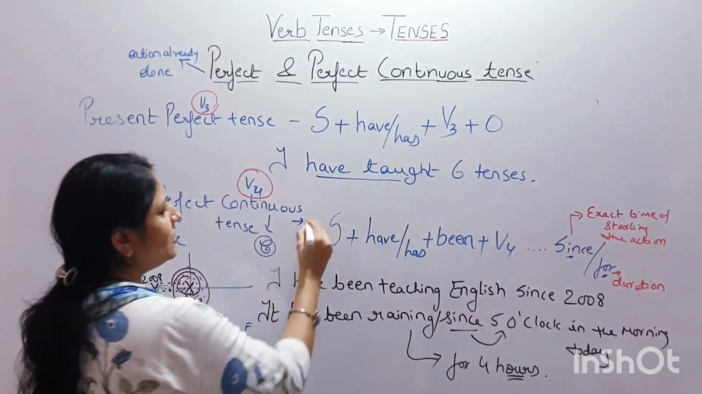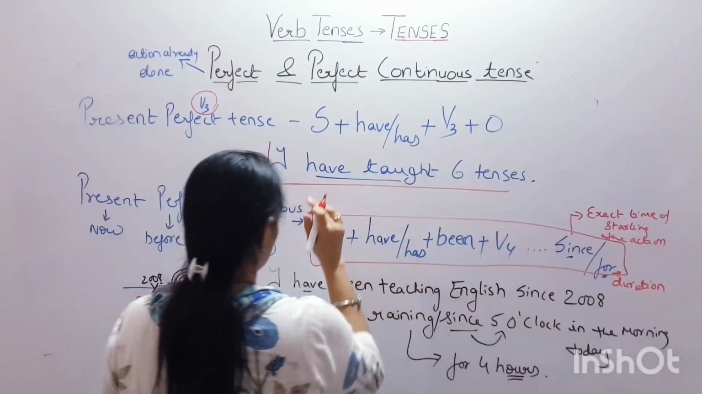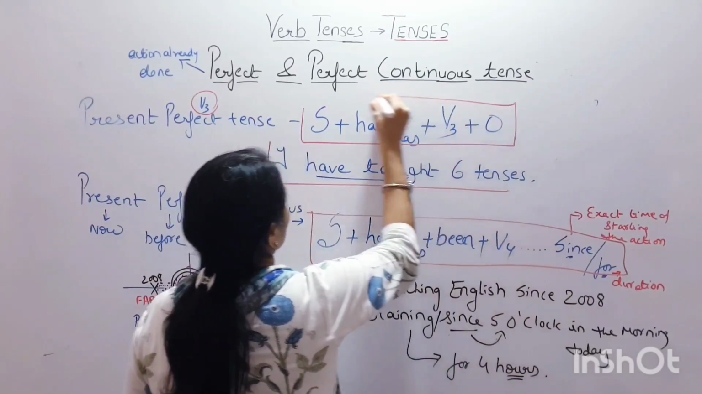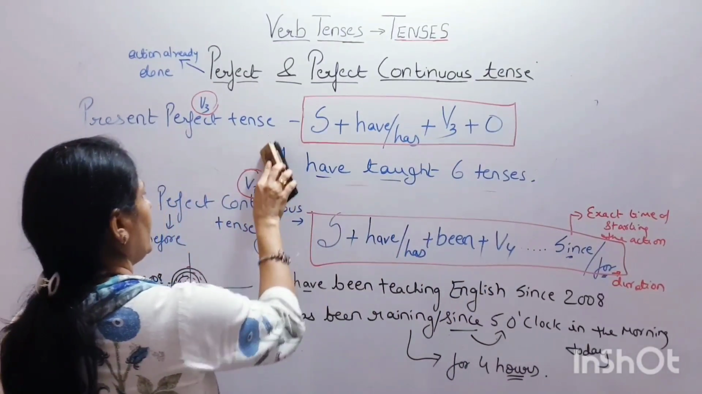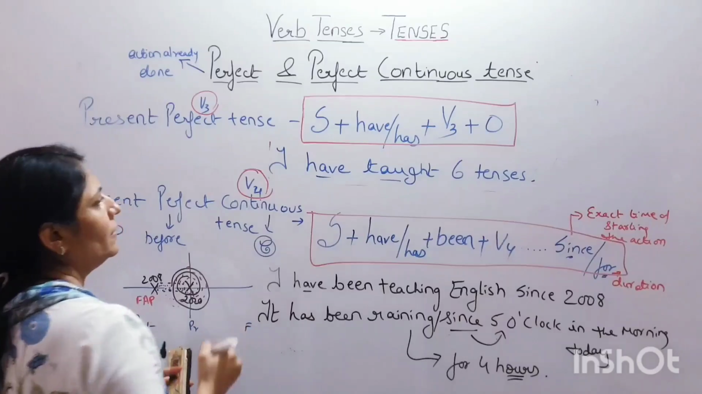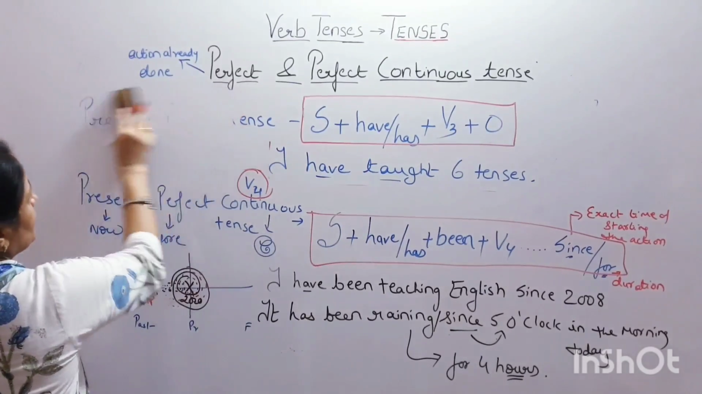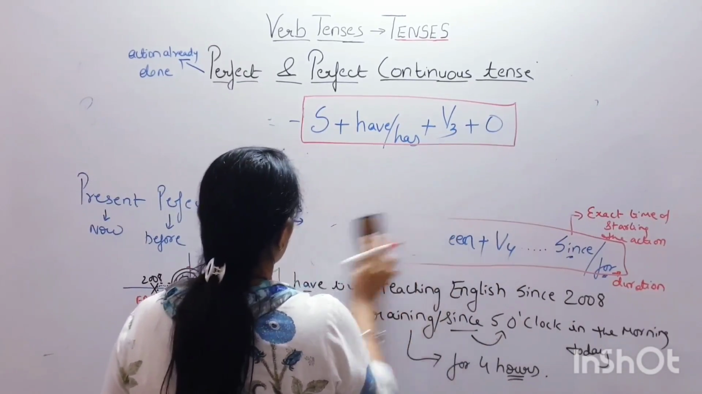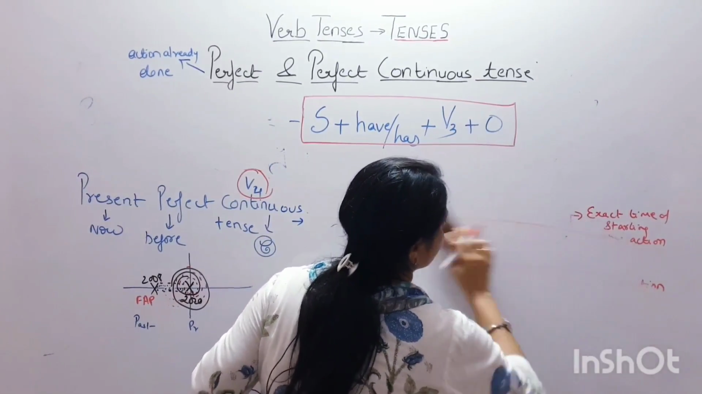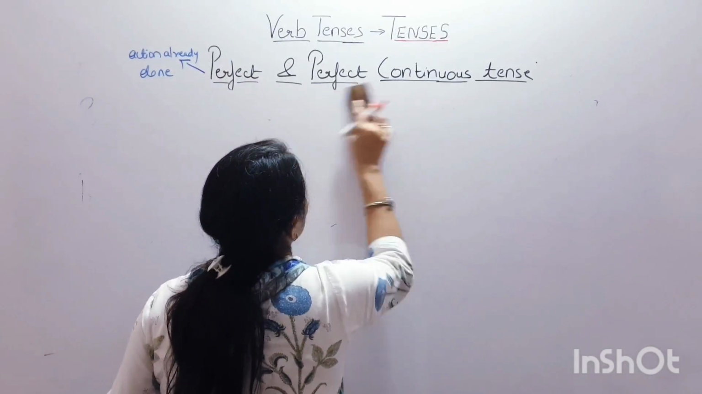So you can copy down these two formulas of present continuous tense and the formula is here, and present perfect tense. I hope this is clear. Okay. Now we shall move to the past perfect tense and past perfect continuous tense. Now here you need to be a bit more particular about.